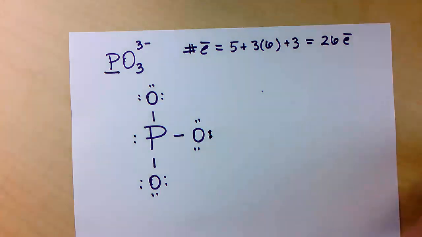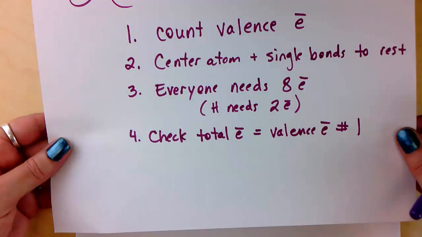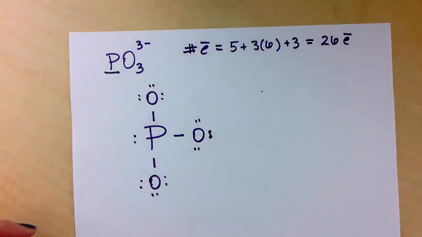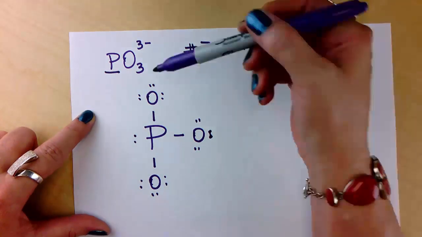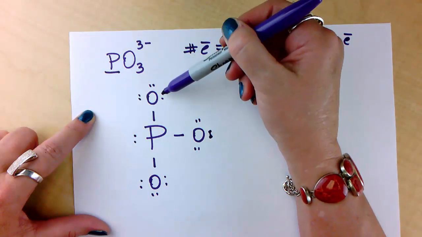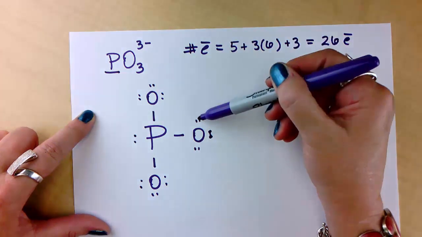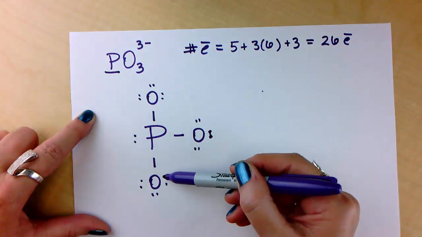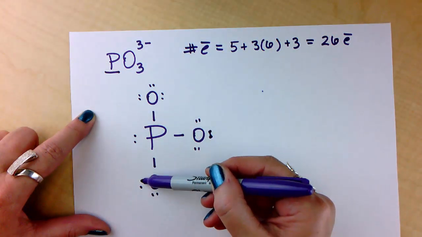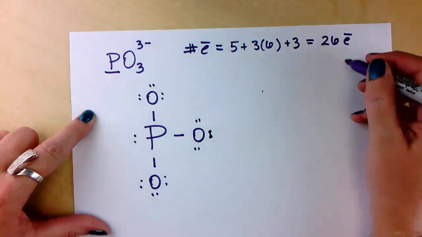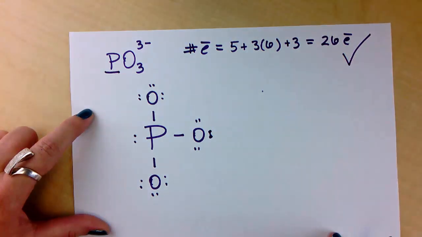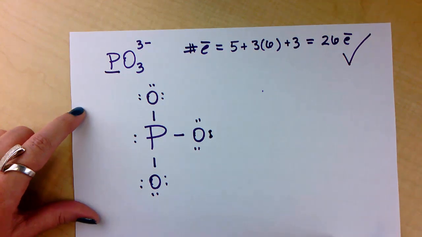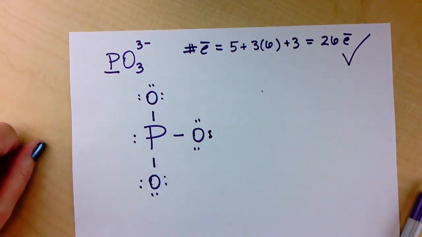So, finally, step 4. We need to check the total electrons and make sure it equals what we added up in number 1. So let's count our electrons. 1, 2, 3, up to 26. Yes, that equals 26 electrons. Single bonds worked. Our Lewis dot structure is complete.